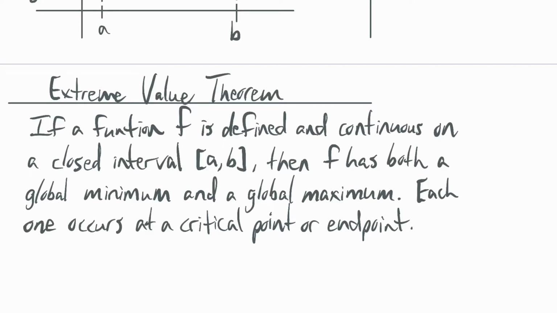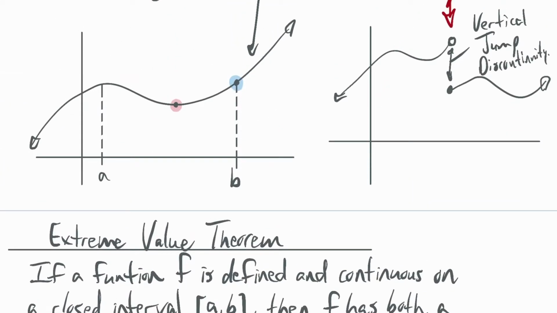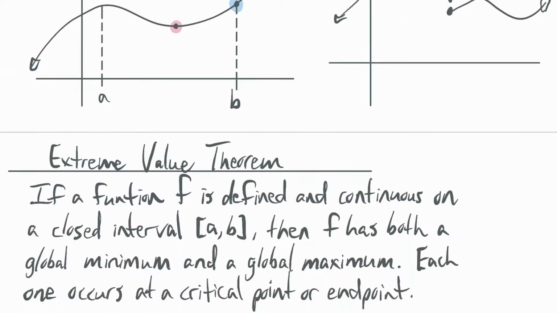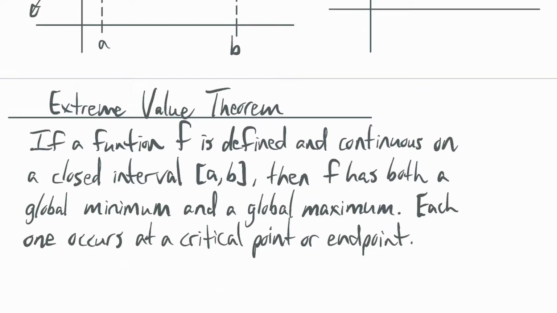Each one occurs at a critical point or endpoint. Okay. In the case of this example, the max occurred at an endpoint, and the minimum occurred at a local min, which is where you have a critical number, right? So we can use the extreme value theorem when we're trying to find global min and global max.